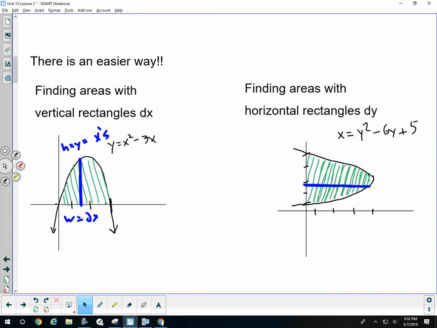Now, rectangles have a height and a width. What's skinny, the height or the width? In this situation, the height is skinny. What do you think we would list the height as if it's very, very small and it's a very, very small change in y, dy? Very nice.